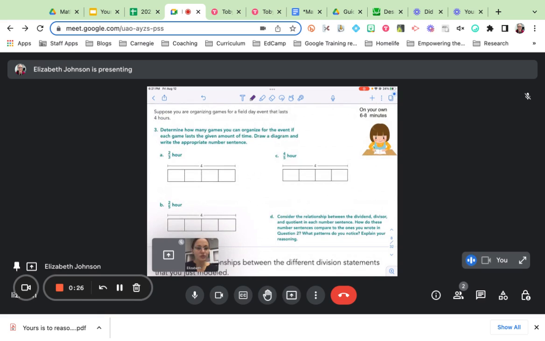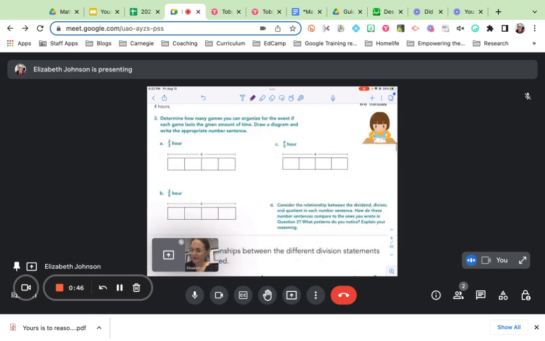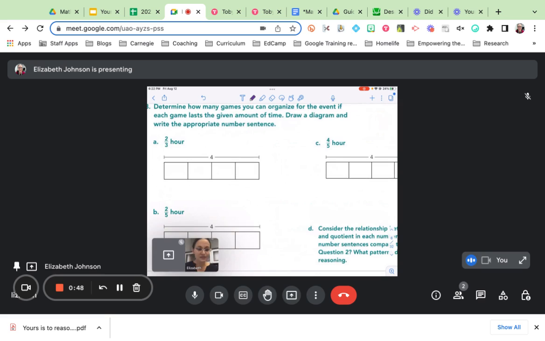Suppose you are organizing games for a field day event that lasts 4 hours. Determine how many games you can organize for the event if each game lasts the given amount of time. Draw a diagram and write the appropriate number sentence. All right, in this case, exercise A is the hardest one, so let's do that one together. We're really going to do the same process that we did last time.